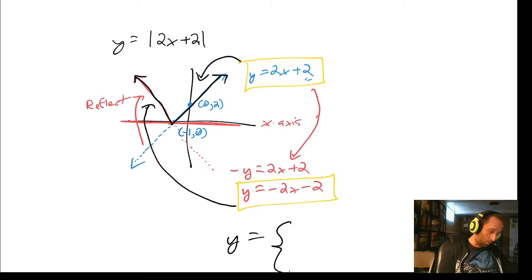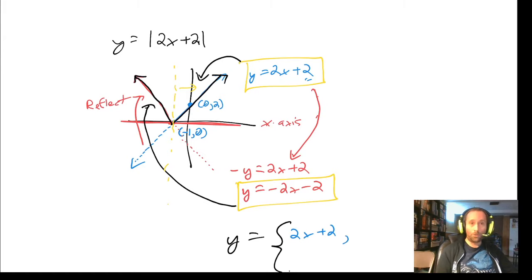So, what is the case is that for everything to the right of this line, it's the same as y equals 2x plus 2. So y equals 2x plus 2 for everything to the right of that x-intercept, which was negative 1, was it? So x greater than or equal to negative 1. And for everything to the left of that x-intercept, it's dictated by negative 2x minus 2, so that's when x is less than negative 1.